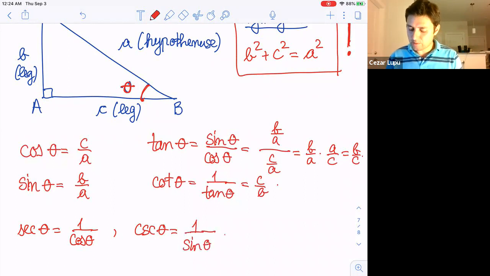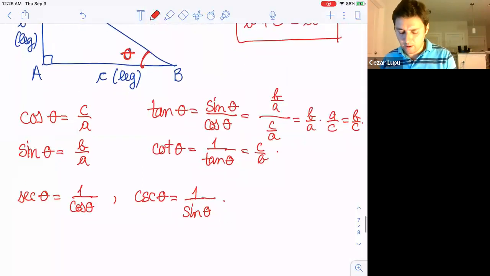Anyway, I was looking at my notes. It looks like there is a mistake there. I put H instead of C. And anyway, I'll write it with C. I think you can figure it out.